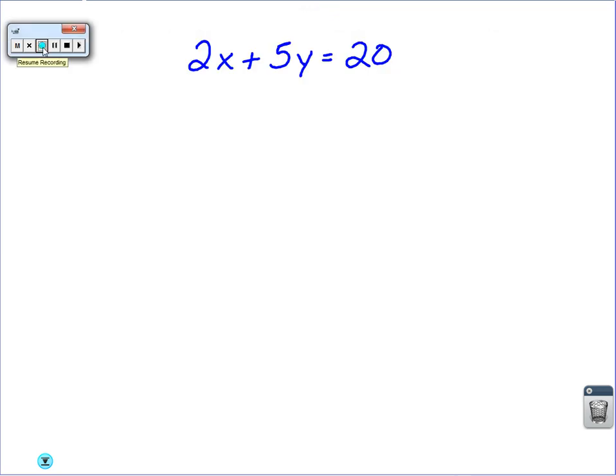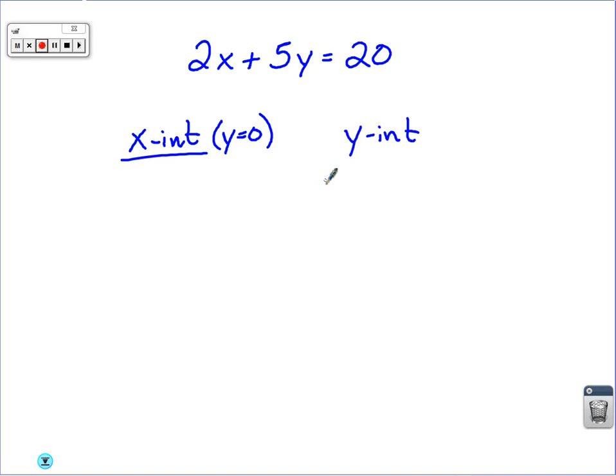If we were given an equation, such as 2x plus 5y equals 20, and we're asked to find the x and y intercepts here, we can do so without actually graphing this equation by remembering what I just told you. When finding an x-intercept, at an x-intercept, your y value is always equal to 0. And when finding a y-intercept, your x value will always be 0.